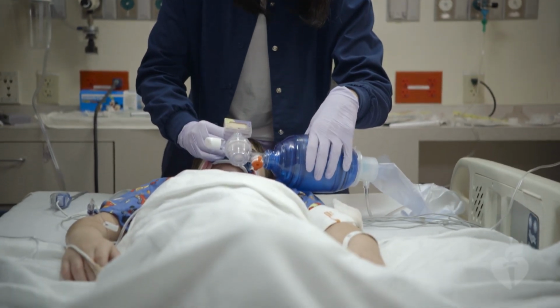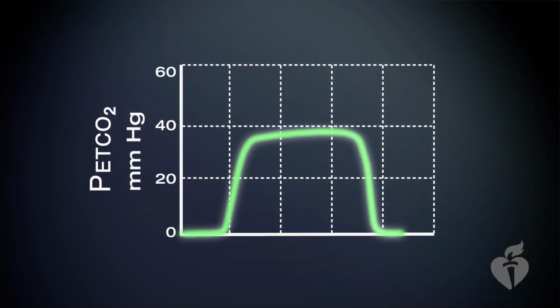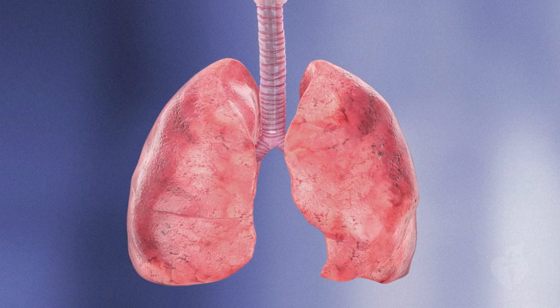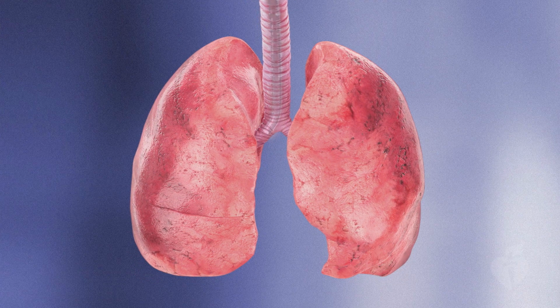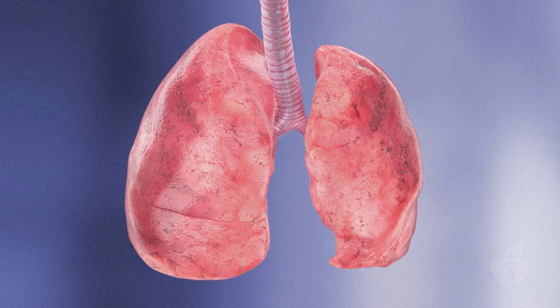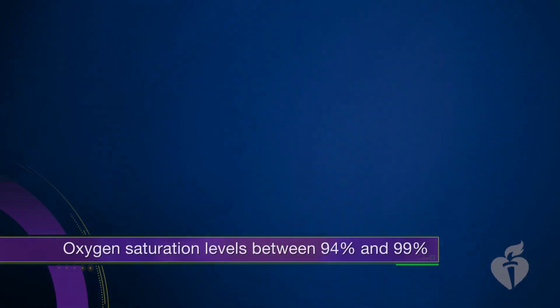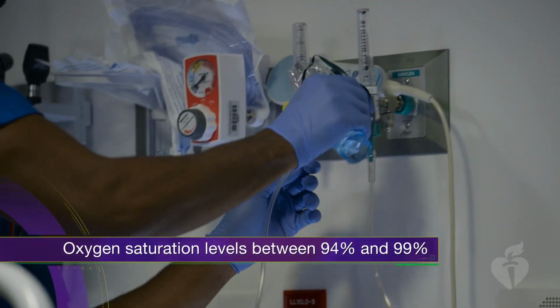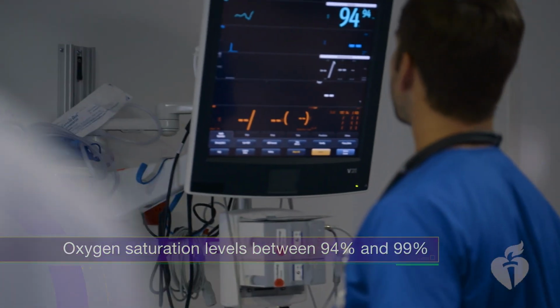End-tidal carbon dioxide or capnography will tell you the tube is in the airway. A chest X-ray is used to evaluate the depth of ET tube insertion and rule out main stem bronchus intubation. When possible, titrate oxygen to maintain pulse oximetry saturation levels between 94 and 99%. Now, this ensures adequate oxygenation without the risk of providing excessive oxygen, which could lead to reperfusion brain injury.